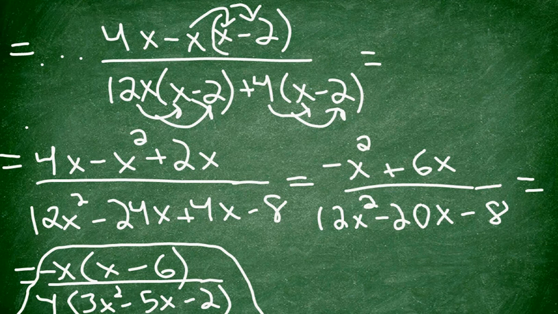I could have also left it in the previous state before I factored out that negative x and the 4, but hopefully you get the point there. So that was a little bit longer of a problem, but that's okay. It was good practice with watching our signs and combining like terms and all that good stuff. Okay, so let's go ahead and move on to topic 4.